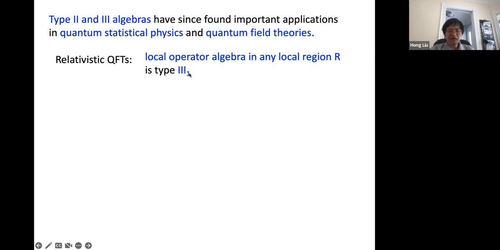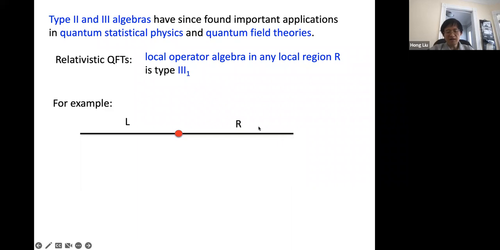The simplest example, again, is this: imagine you have one-dimensional space, and consider a subregion corresponding to a half line. Then the operator algebra in the right or the left region is type III one. So all operators are localized in those regions. Say you take a free scalar field theory, the simplest free scalar field theory you learn on day one of quantum field theory. If you look at the operators localized in the right region, they turn out to be type III one algebras.